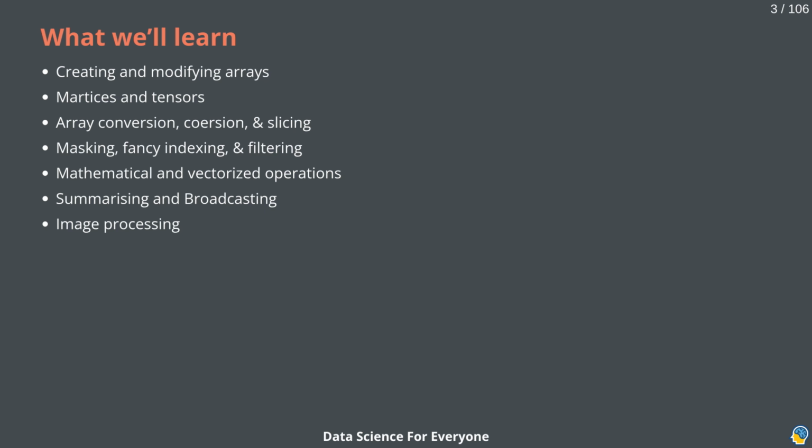After that, we'll look at more advanced indexing techniques like masking, fancy indexing, and filtering, which unlock a lot of powerful ways to manipulate data. Once we have learned this, we'll dive into mathematical operations and how NumPy makes them efficient through vectorization. We'll then explore one of NumPy's most important features, summarizing and broadcasting. Finally, we'll tie everything together with a practical example of image processing.